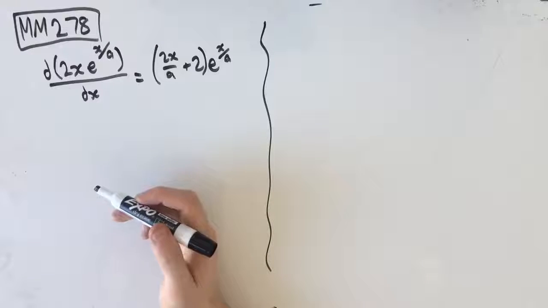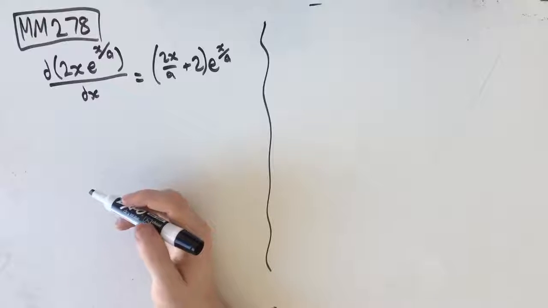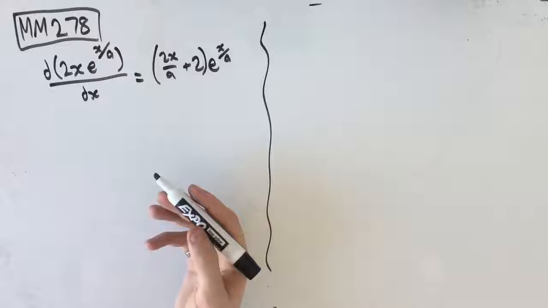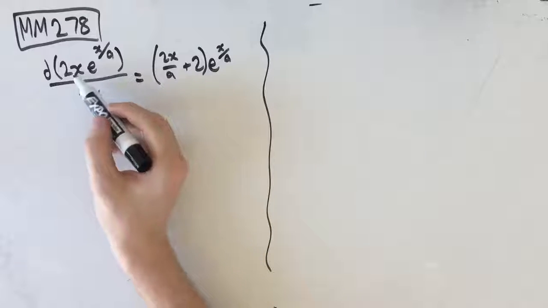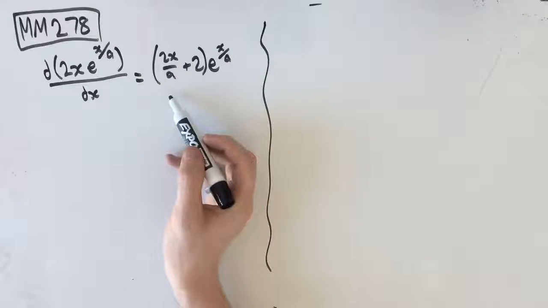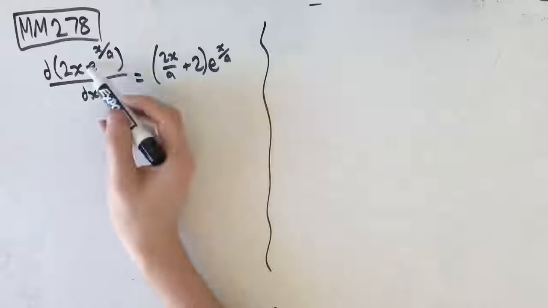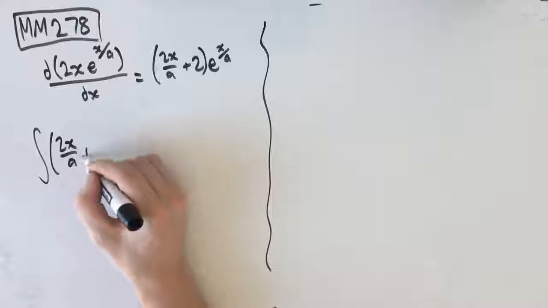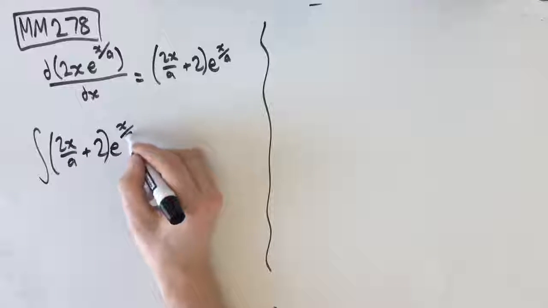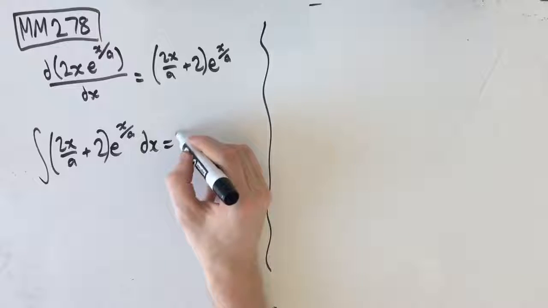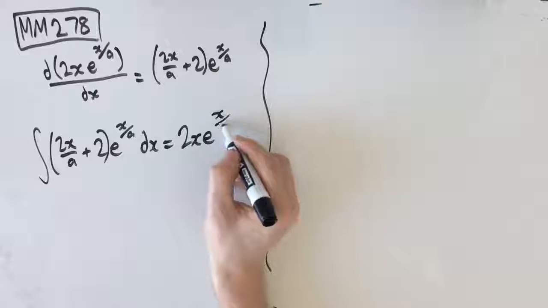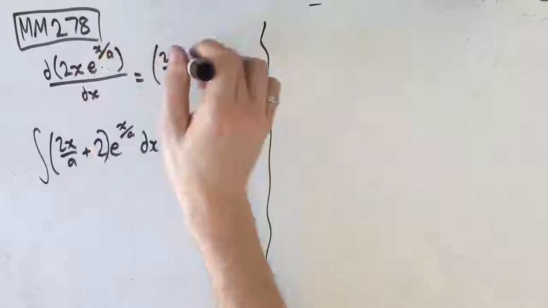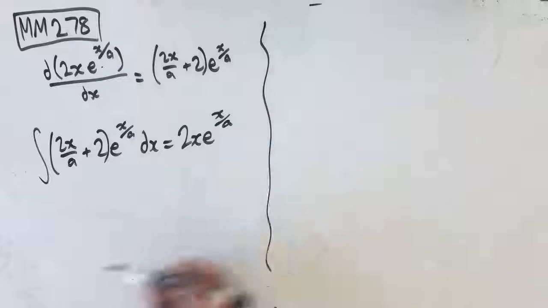But let's just go through the hand working as well, just so that you can see how to do this, if this was a short answer question, for example. Awesome, so if we know that the derivative of this is equal to this, that means that the antiderivative of this is equal to this, okay? So that's where we're going to start. We're going to say that the antiderivative of 2x over a plus 2 e to the x on a dx is equal to 2x e to the x on a, right? We're basically just going opposite here. So the derivative of this is this, so the antiderivative of this is this.